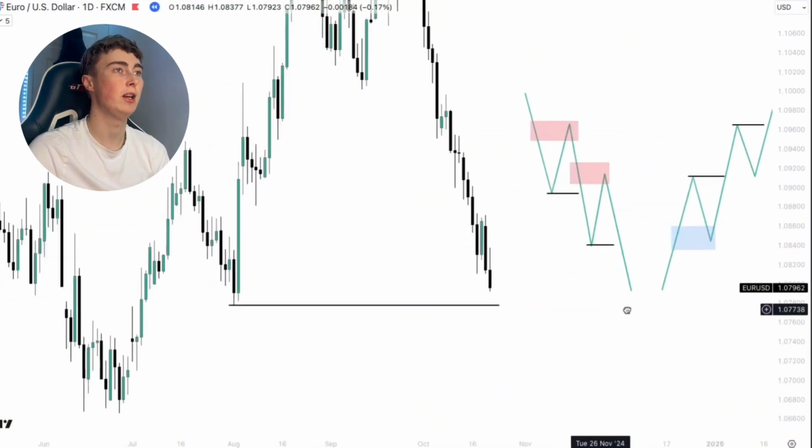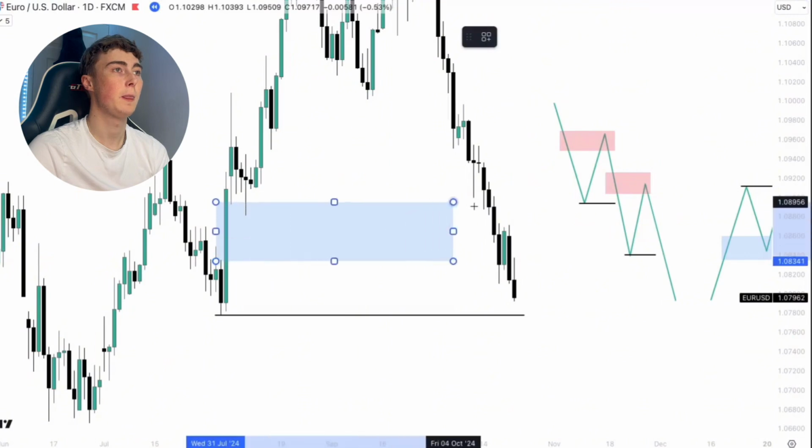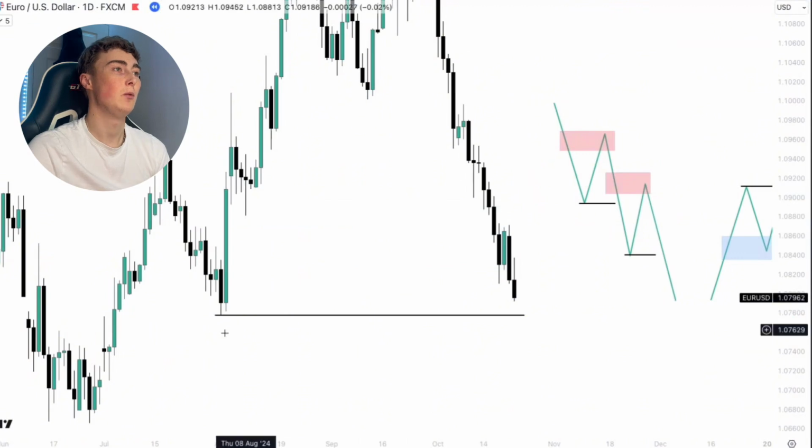So if we come over here, you can see on the daily price is extremely bearish. We have disrespected this internal range liquidity, right? This FVG here. We've closed through that. So the only thing that is left for price to do is come and target this low here, which is external range liquidity. So we have that.